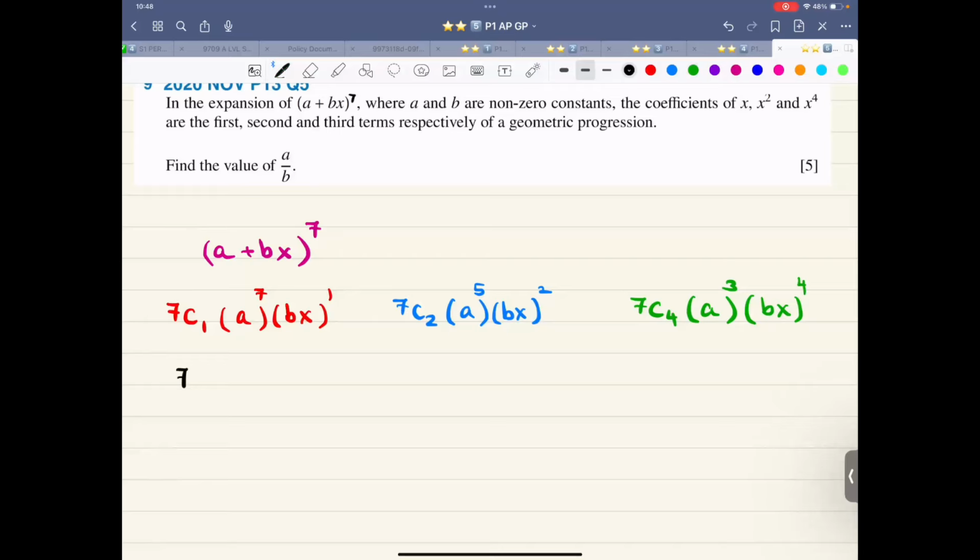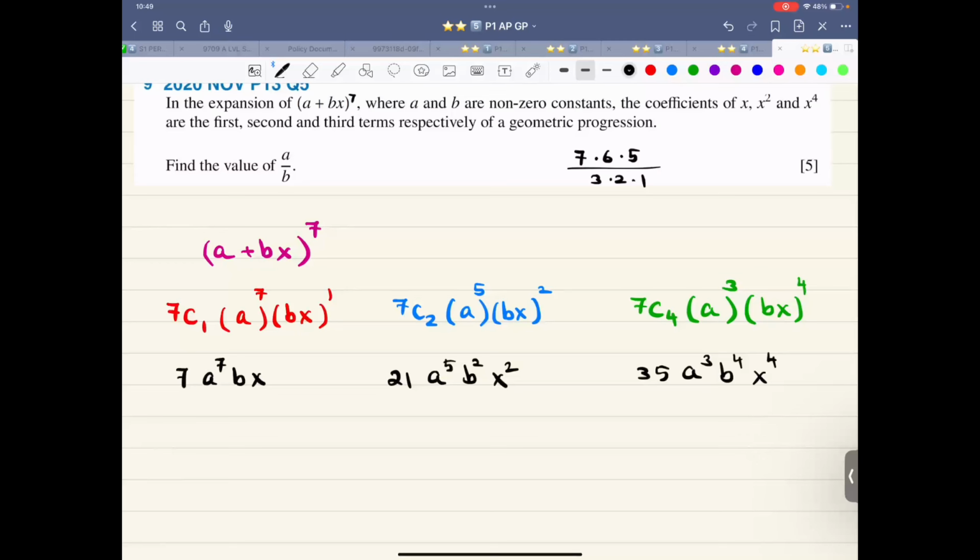7c1 is 7. This is a7, this is bx. 7c2, 7 and 6 is 42, divide by 2, that is 21. This is a power 5, b square, x square. 7c4, that is 7c3, 7, 6, 5 over 3, 2, 1. So 6, 6 cancel, 7, 5, 35. This is 35 a cube b power 4 x 4.